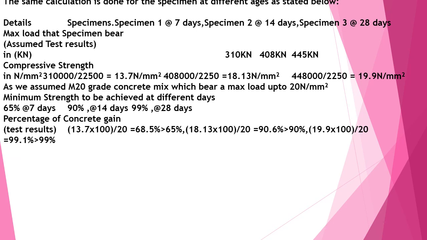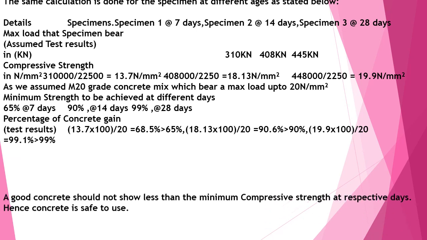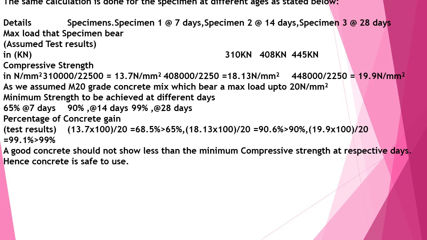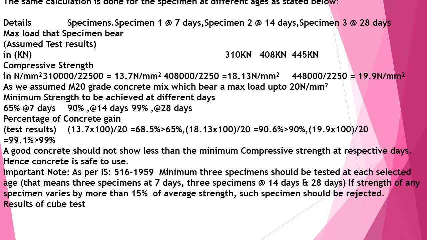18.13 into 100 divided by 20 is equal to 90.6, that is 90% in 14 days. 19.9 into 100 divided by 20 is equal to 99.1, that is 99% in 28 days. A good concrete should not show less than the minimum compressive strength at the respective days. Hence, the concrete is safe to use.